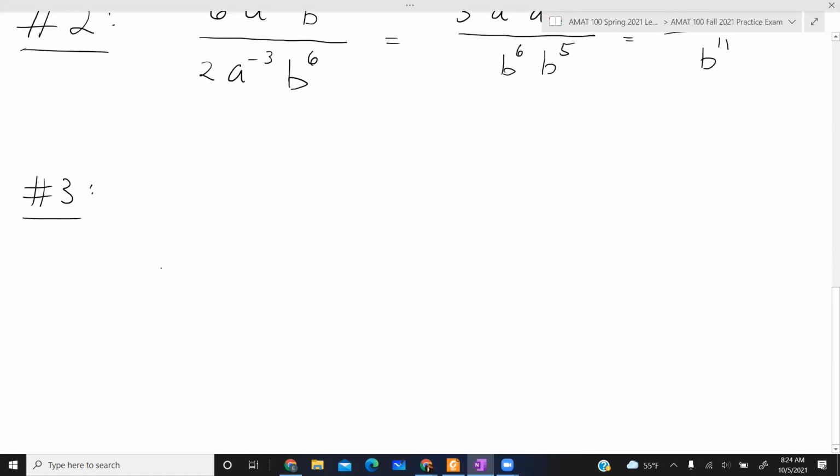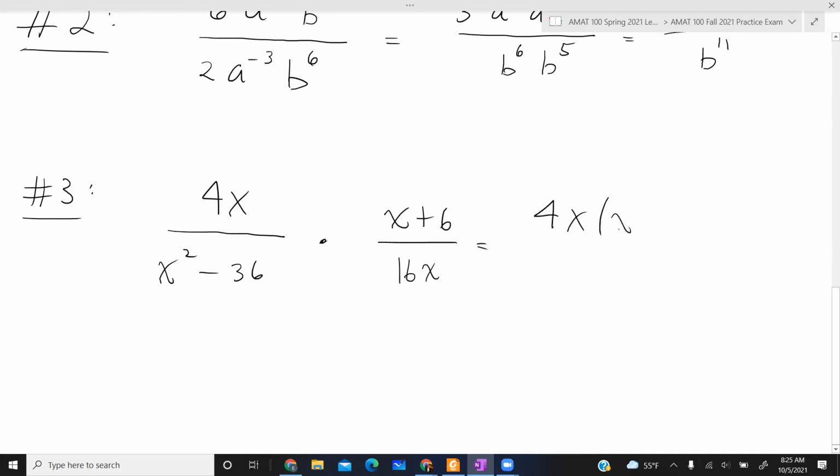So this is number 3. We have 2 fractions which we want to multiply. The 2 fractions are as follows. We have 4x over x squared minus 36, and then we're multiplying that by x plus 6 over 16x. We'll just multiply numerator by numerator, denominator by denominator. We get this. I'm going to put the 16x in the front. Oh, minus right there.